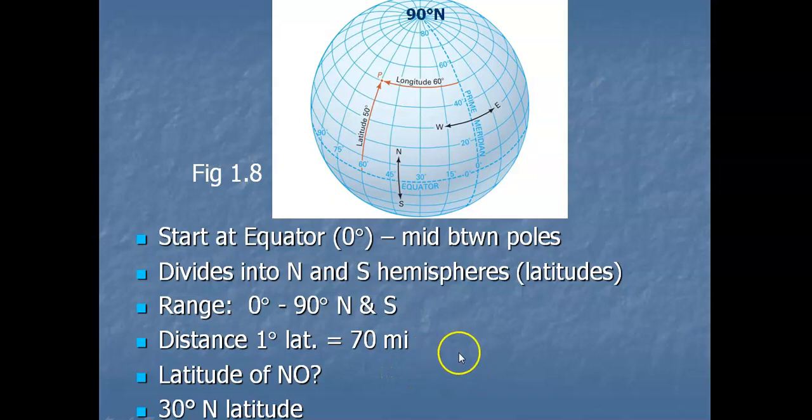You could actually figure out how far we are from the equator by knowing the distance of 1 degree of latitude. You just use 70 miles, multiply that by 30 degrees, and so 7 times 3 is 21. How far is New Orleans from the equator? 2,100 miles. We're just multiplying 70 times 30 degrees.